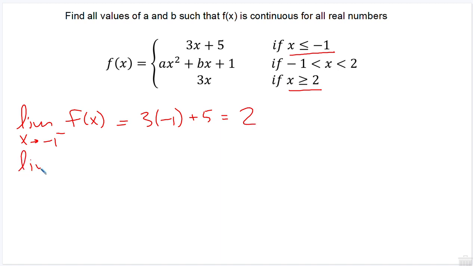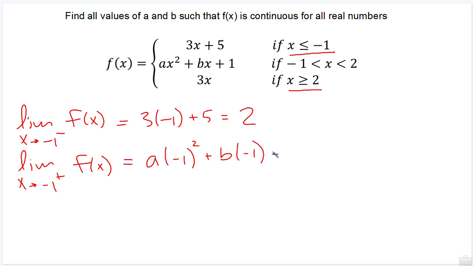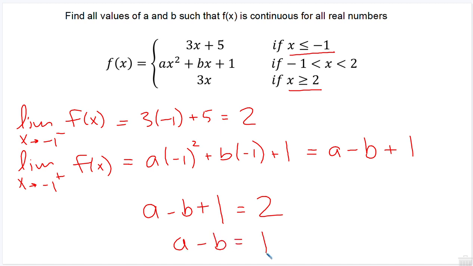And if we do a limit as x approaches -1 from the right of f of x, we should get a times -1 squared plus b times -1 plus 1. Or in other words, -1 squared is just 1, so that's just a minus b plus 1. And if we're trying to get the limit from the left to equal the limit from the right, we just need to set those equal to each other. So really we need a minus b plus 1 to equal 2. Or even more simply, just a minus b needs to equal 1.